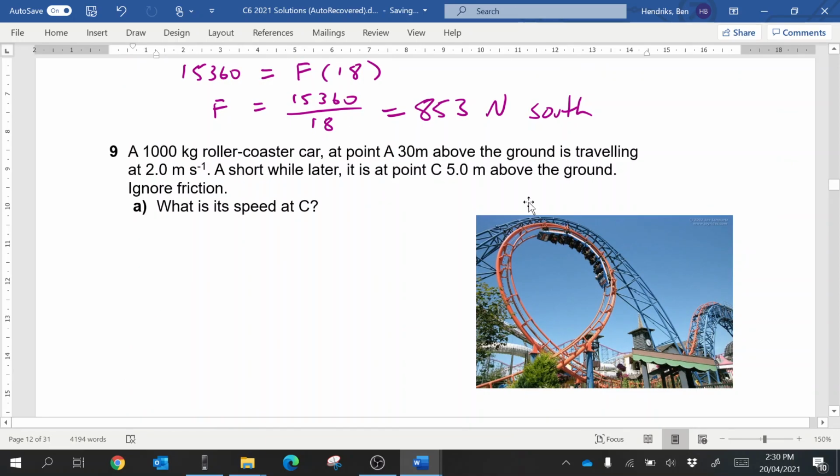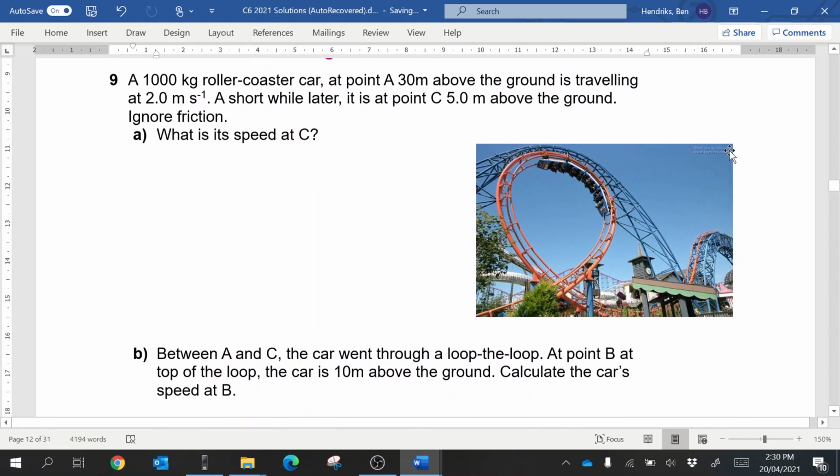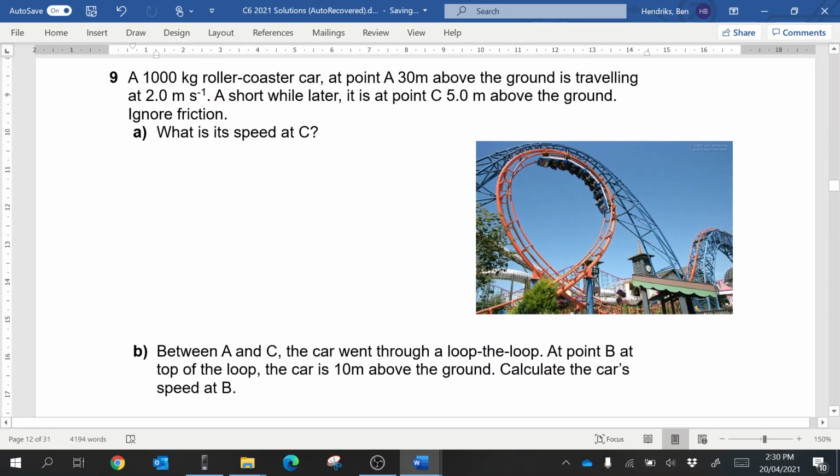Okay, excellent. So the next example, example 9, is a 1,000 kilogram roller coaster car at point A, 30 metres above the ground, travelling at 2 metres per second. A short while later, it is at point C, 5 metres above the ground. Ignore friction. What is its speed at C?